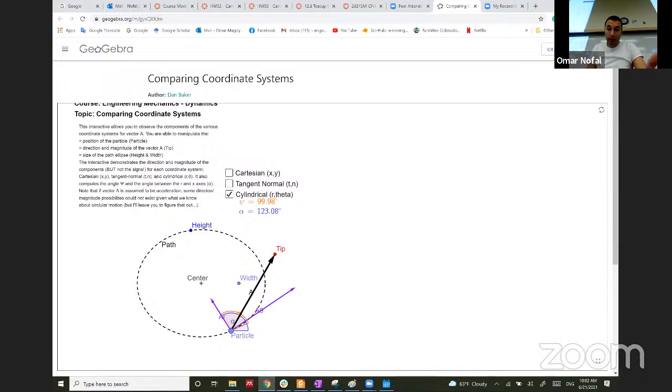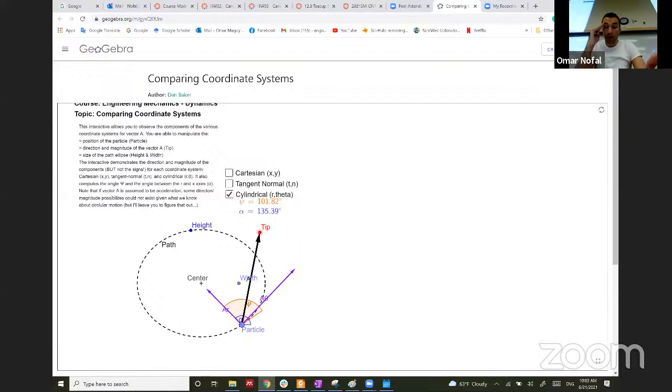If we are looking into a cylindrical coordinate system, as you know, we have a center of motion, and we have a line moving from the center up to the particle. The r direction is always along that line, and the theta direction is perpendicular to the r, in the direction of increasing theta. So something like this. This is how it shows.